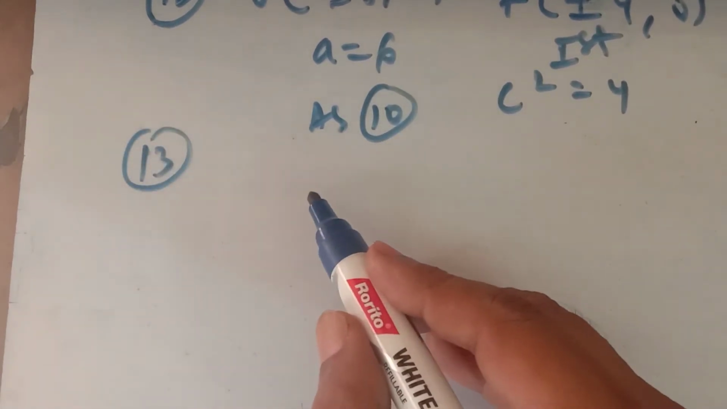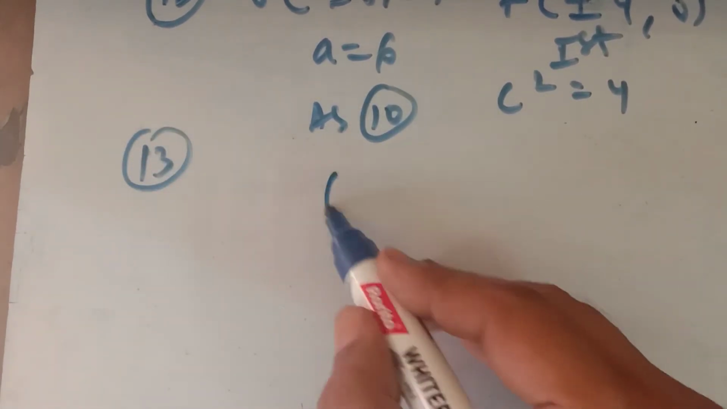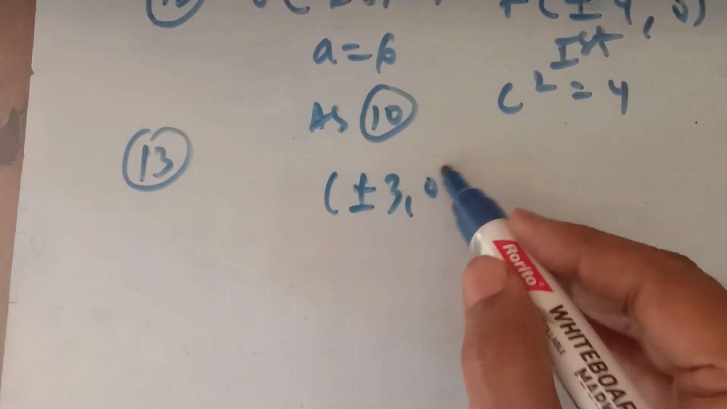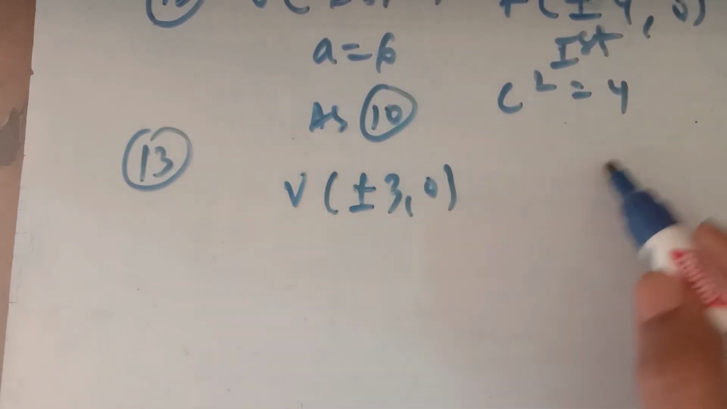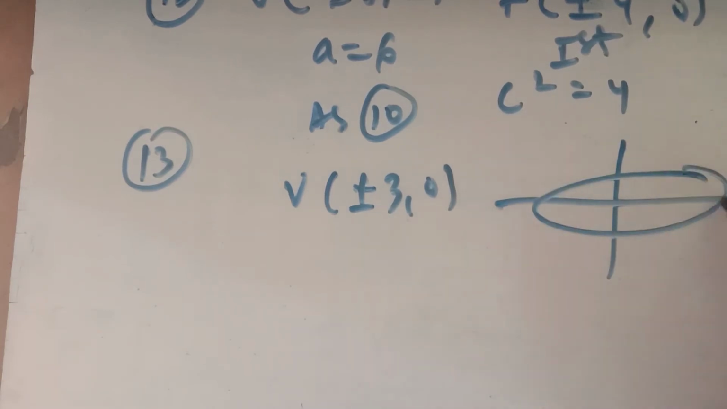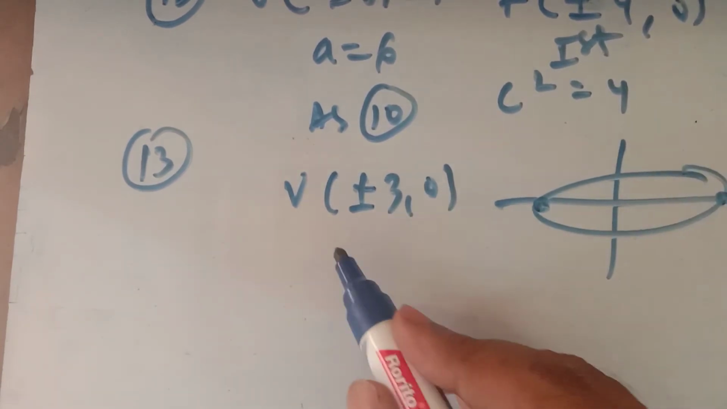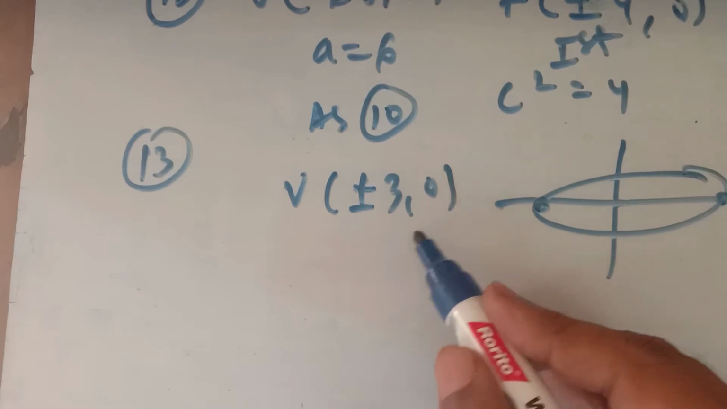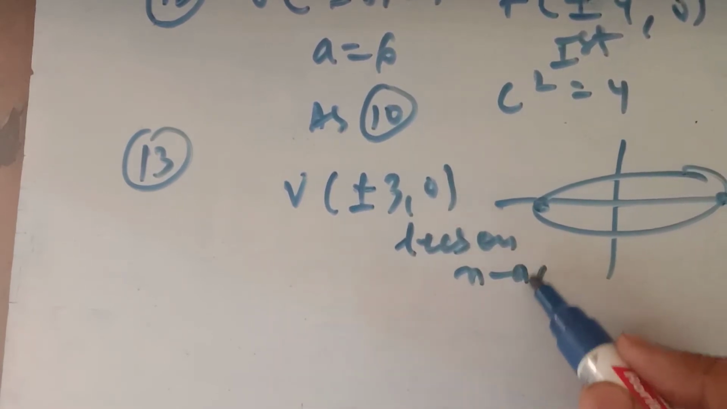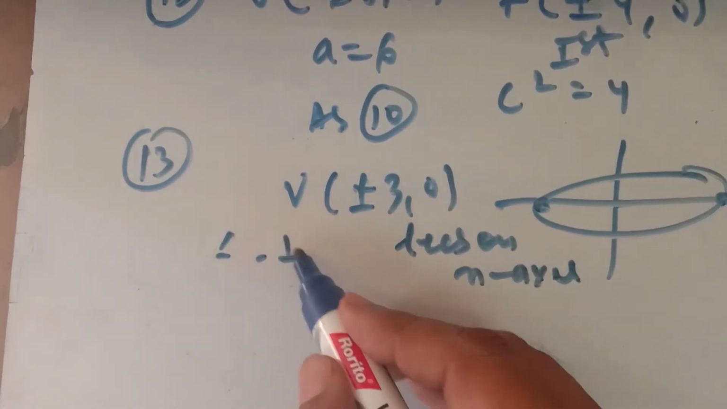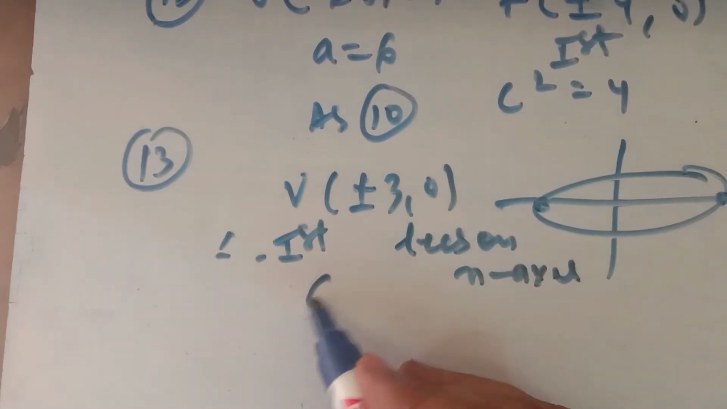Question number 13: the ends of the major axis are given, that is plus minus 3, 0. Ends of the major axis means the vertices are given. This is the major axis and its ends will be the vertices of the ellipse. So because the vertices of the ellipse lie on the x-axis, because the y coordinate is 0, therefore it is a first type ellipse, that is a horizontal ellipse.